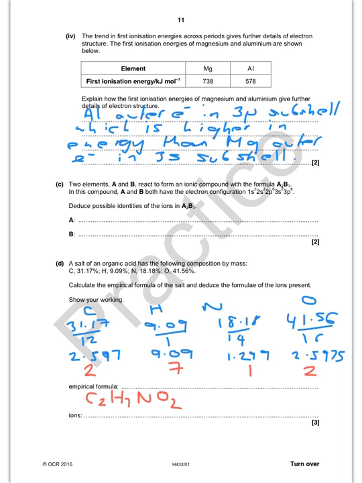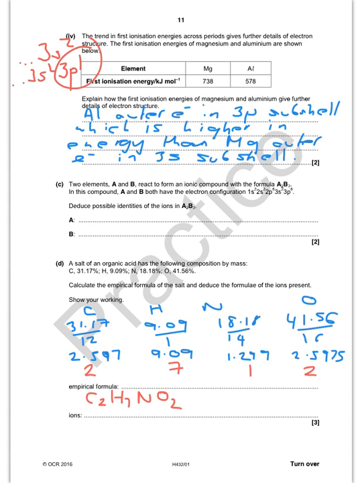Okay, so for part C, or rather part 4, let's have a look at that. The trend in first ionization across the periods gives further details on electron structure. Explain how the first ionization of magnesium and aluminium give this detail. Well, if you remember, aluminium's outer electrons are in the 3p subshell, which is higher in energy than magnesium's outer electrons. So magnesium ends in 3s2, but aluminium has 3s2, 3p1. So I've entered a new subshell there, and the 3p subshell is higher in energy than the 3s. Therefore, it takes less energy to remove it.